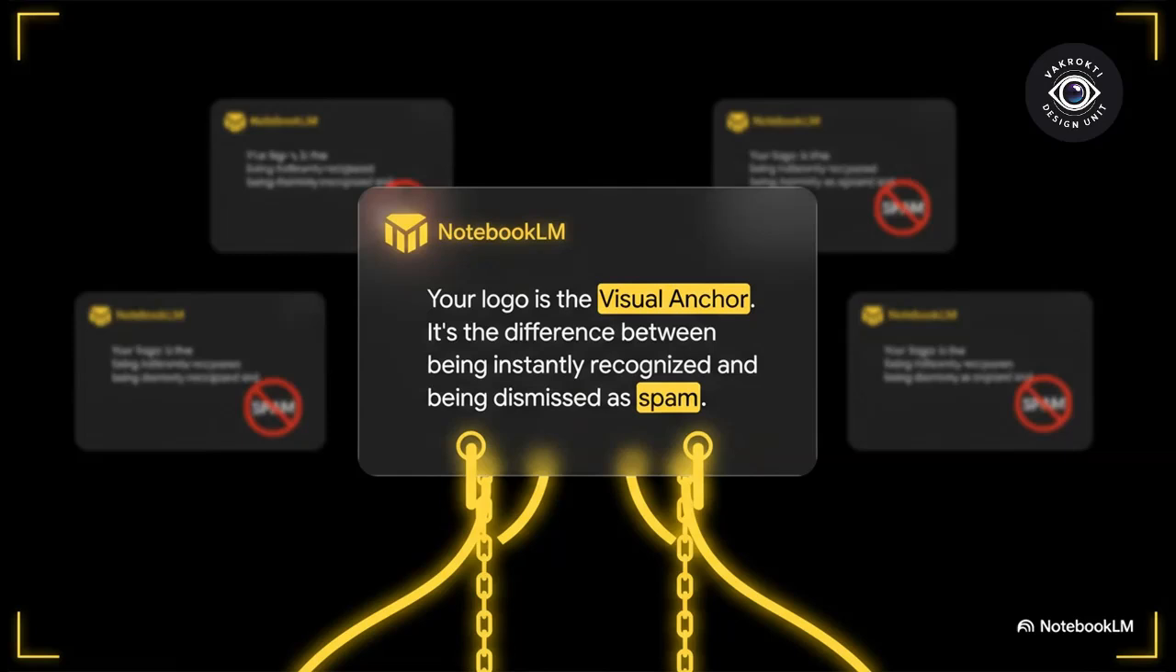Just think about Pikachu. You see that silhouette, you know exactly what it is. Yellow, red cheeks, lightning bolt tail. It's consistent every single time. An email that shows up without that anchor doesn't feel lean or minimalist. It just feels like spam. Your logo is basically saying, hey, I'm real. I am who I say I am.